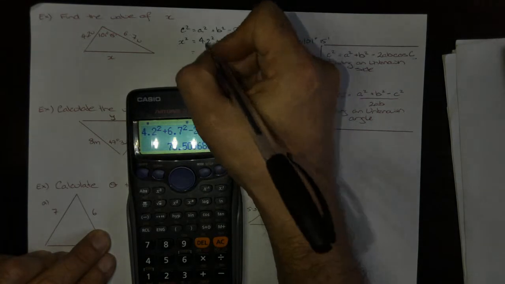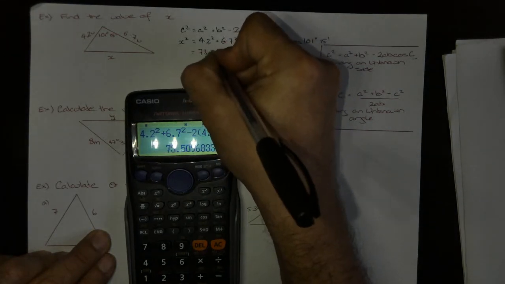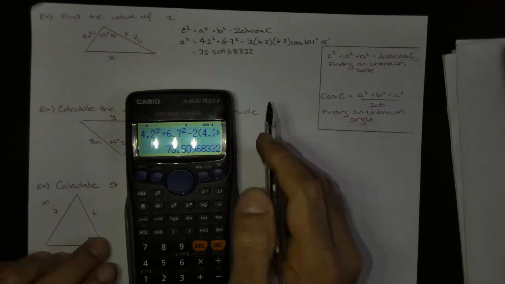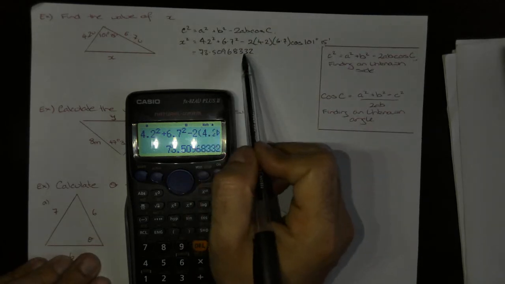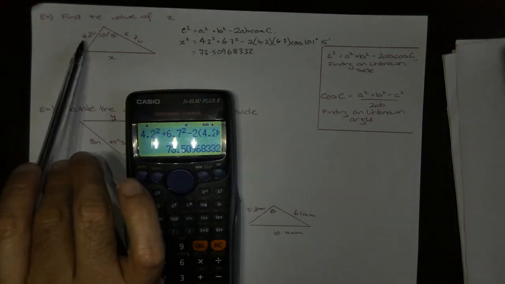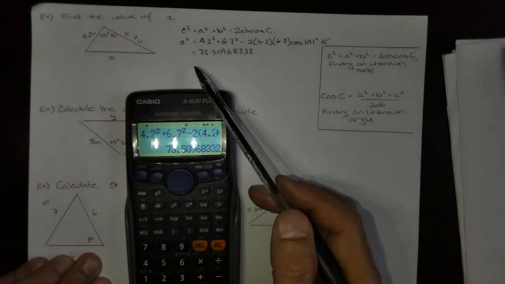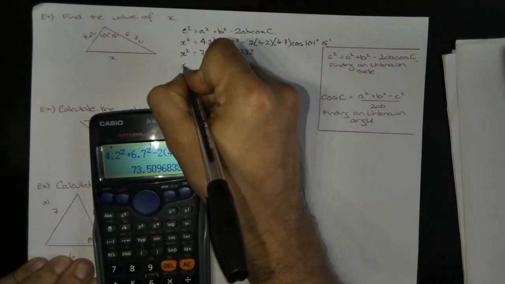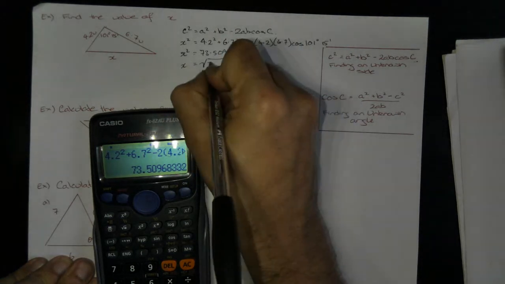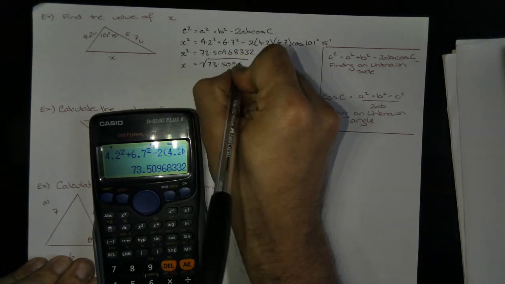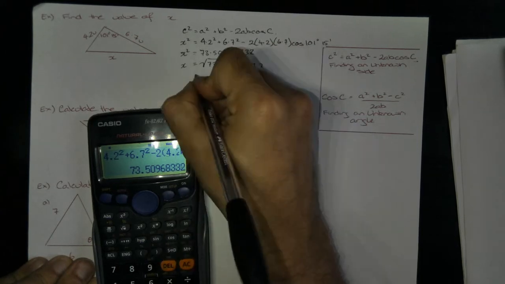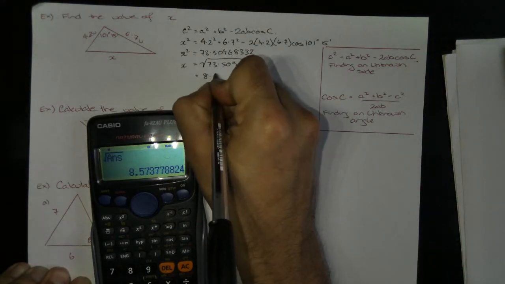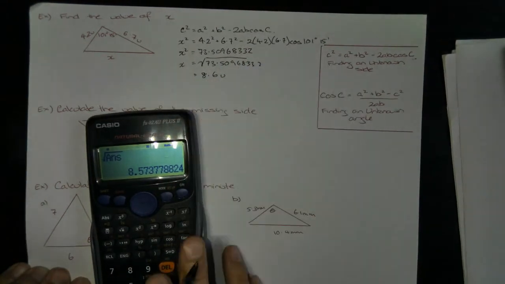We get 73.509683332. Now that does not look right, because we get 4.2 units and 6.7 units, and all of a sudden we get 73 units. The thing is that this is x squared. So like Pythagoras, we need to do the square root of this number. So the square root answer, the side length is 8.6 units in measurement, 1 dp.